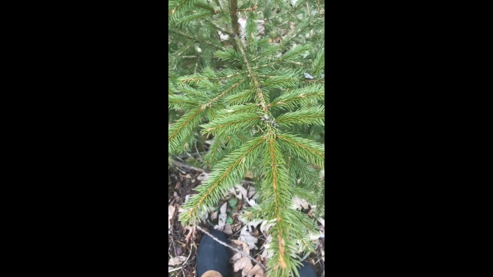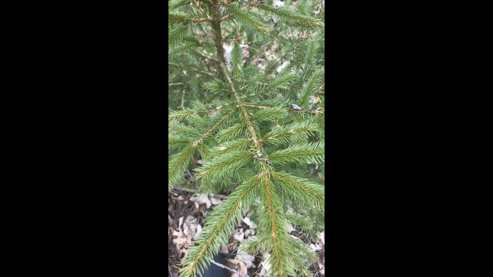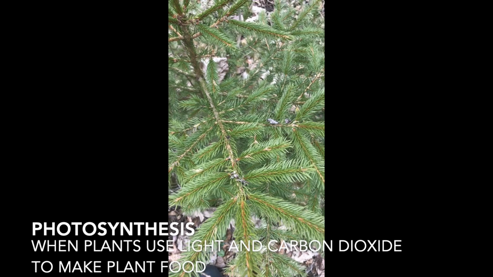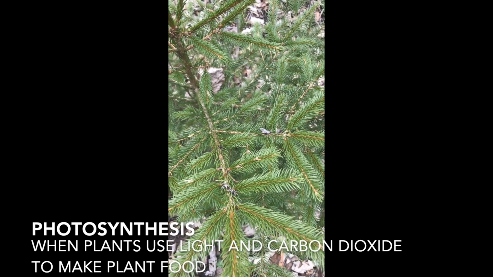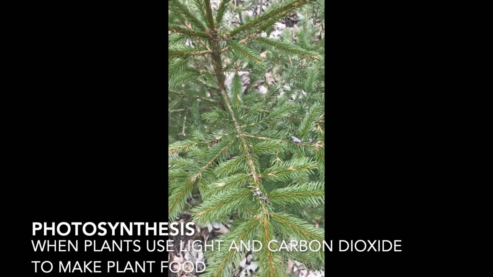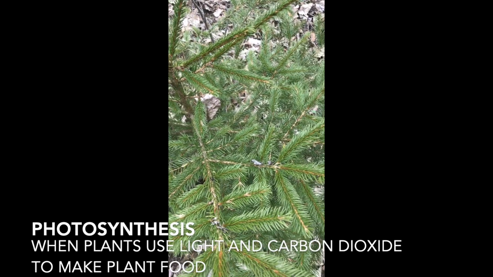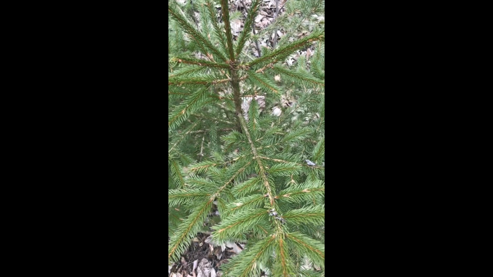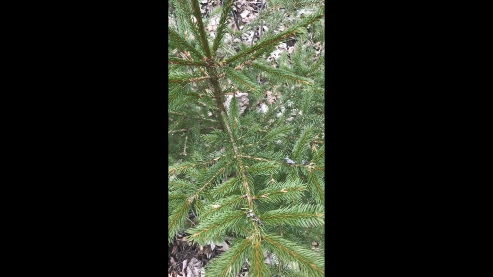So this tree has leaves, and the leaves are green. So they're doing photosynthesis. They're using light and carbon dioxide, and they're making sugar for the tree to grow. And then they're releasing oxygen as well. They're using some of the oxygen for themselves too, because living things usually need oxygen.